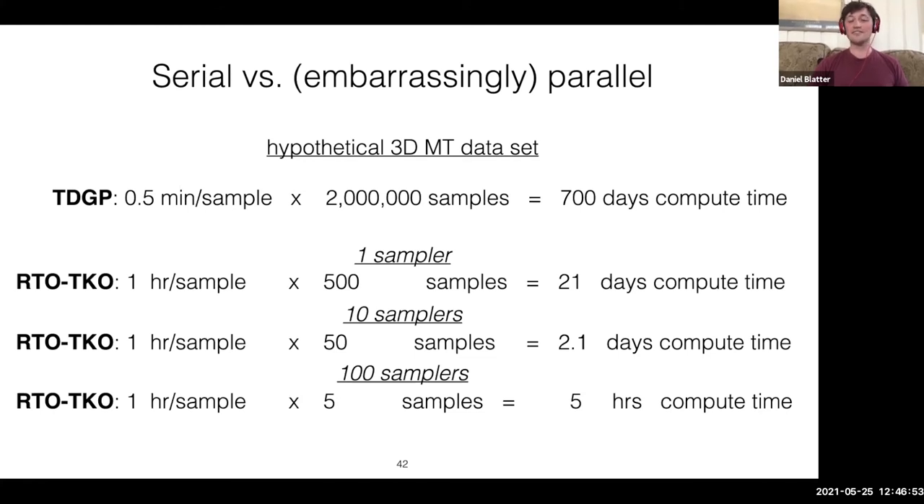And say we had 100 samplers at our disposal. Now we can do UQ for 3D MT data in 5 hours. So this, again, is just sort of back of the envelope calculations. It's a hypothetical situation, but I think that UQ for 3D MT data is within reach. And this means that we really can scale RTO-TKO to very large problems.